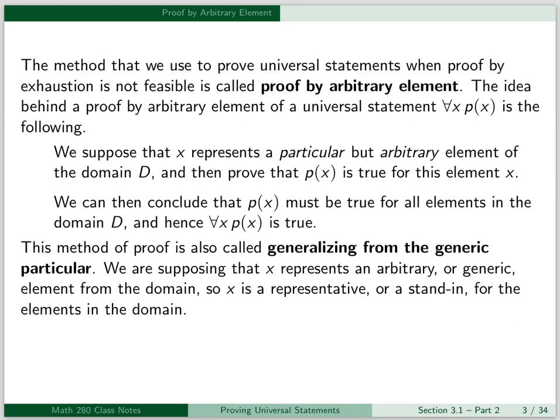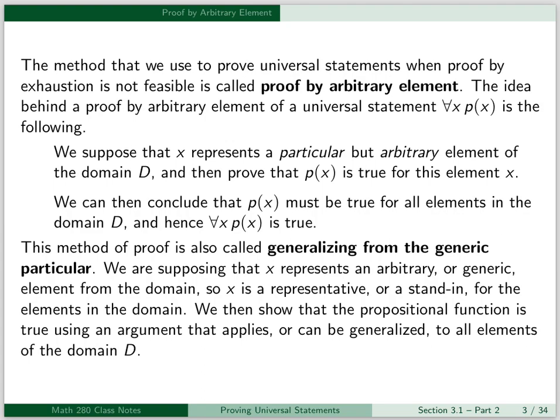We are supposing that x represents an arbitrary or generic element from the domain, so x is a representative or a stand-in for the elements in the domain. We then show that the propositional function is true using an argument that applies or can be generalized to all elements of the domain D.